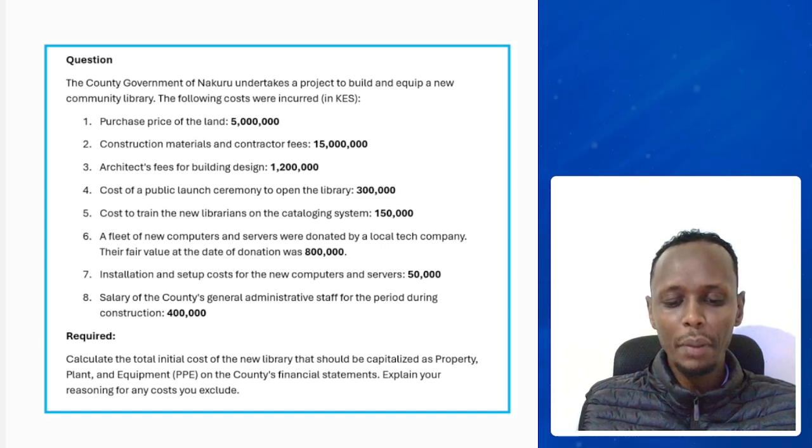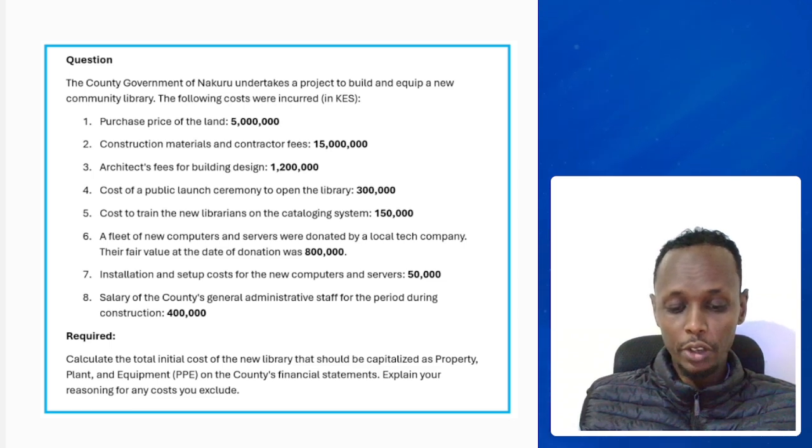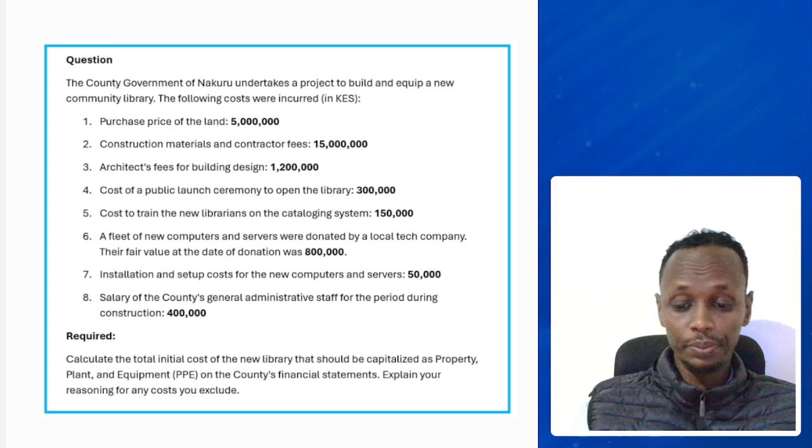Cost of the public launch ceremony to open the library, 300,000. Cost to train the new librarians on the cataloging system, 150,000. A fleet of new computers and servers was donated by a local tech company. The fair value at the date of donation was Kenya shillings 800,000. Installation and setup cost for the new computers and servers, Kenya shillings 50,000. Salary of the county administrative staff for the period during the construction, 400,000.